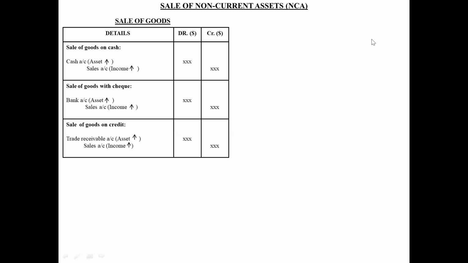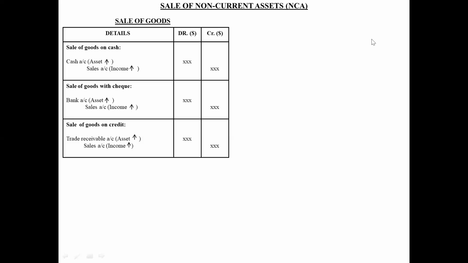Remember, it does not matter whether you receive cash or not. You have to record the sales because in accounting we follow the accrual concept and we have to record credit sales as well. Irrespective of whether the cash is received or not, you have to record the sales. These will be the general entries when you sell goods on cash, when you receive a check, or when you're selling goods on credit.